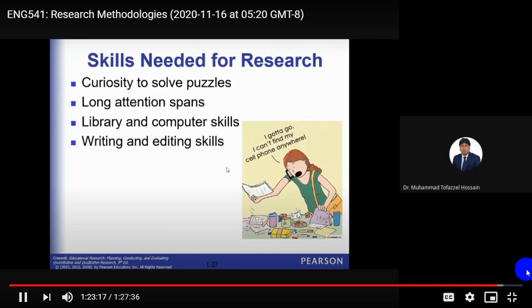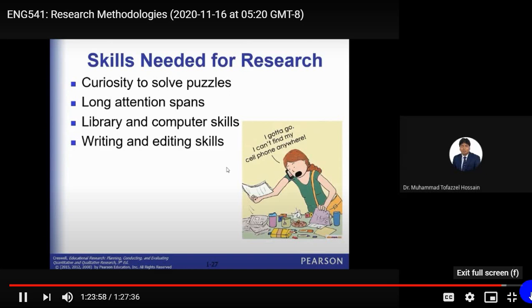First, you have to know how to solve the puzzles, how to solve the problems. For solving the problems, if you do not have curiosity, a zeal for knowledge, then you cannot do this. You should have long patience, long attention spans. You have to work for so many months, so many years probably on a single issue. If you cannot continue your patience, it is impossible for you to carry out the research. You can stop your journey anywhere you like, but rather, you have to complete this.